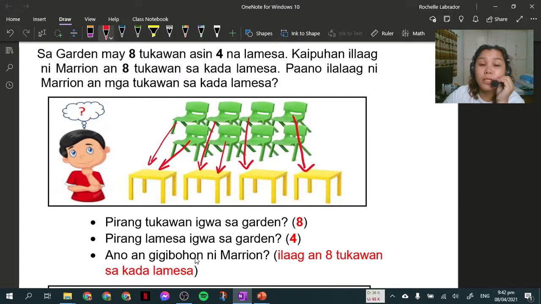This one will be on the second table. This one will be on the third table. And then the last chair will be on the 4th table. So if you're going to count them, ilan dito?